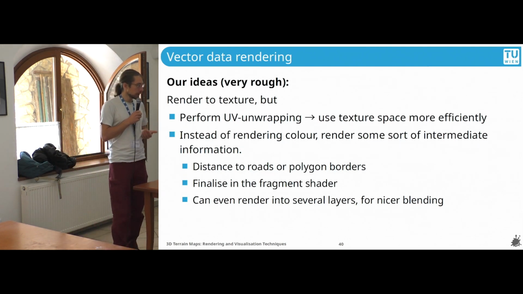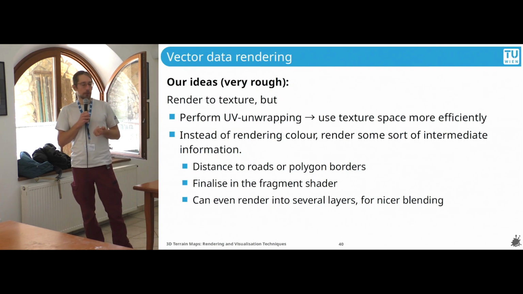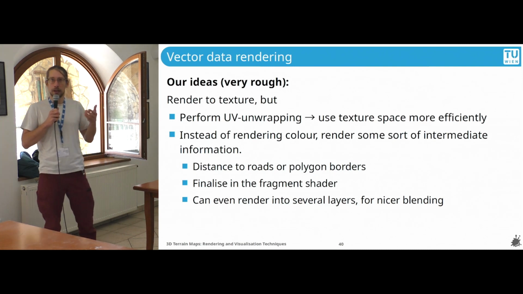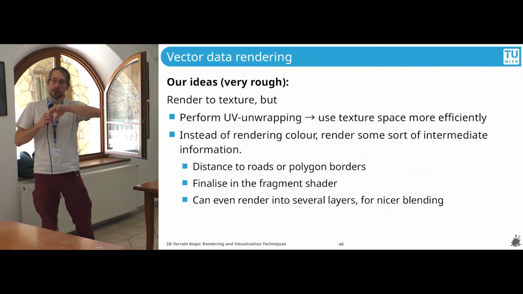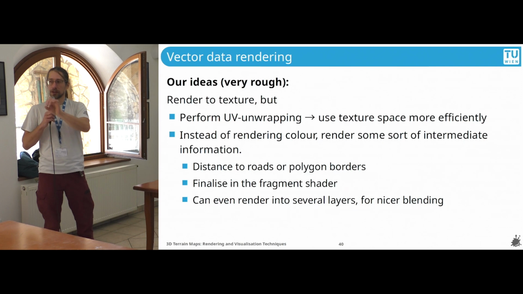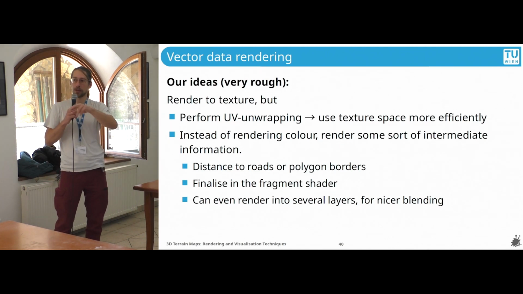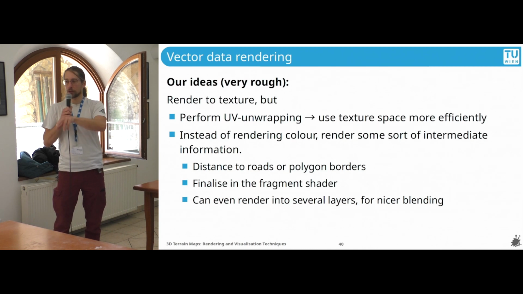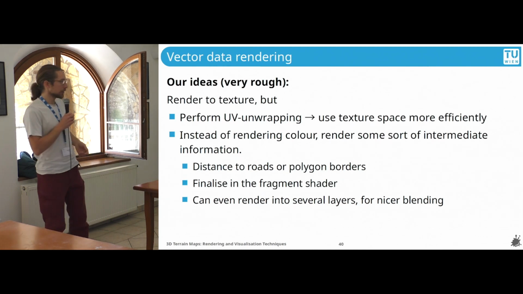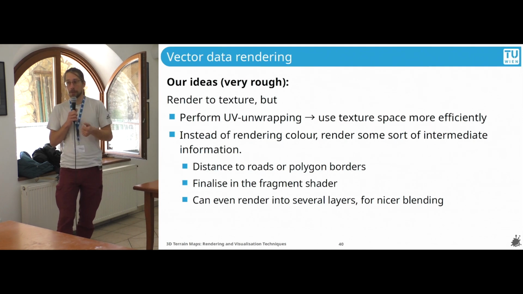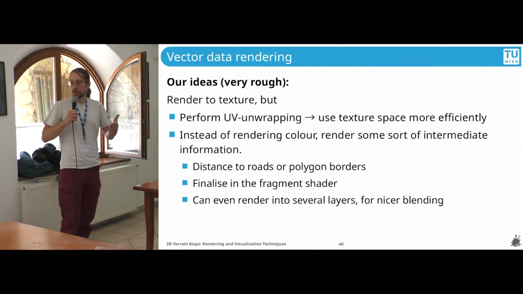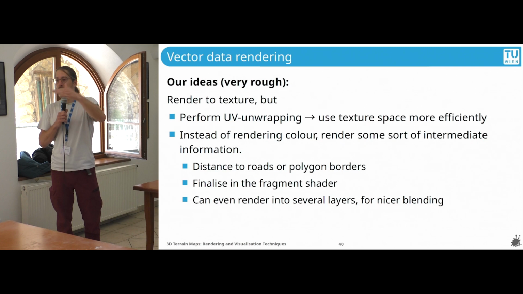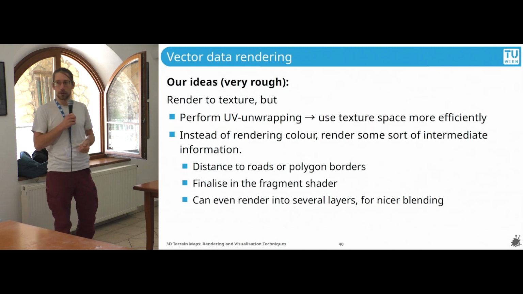And also, instead of rendering color, we want to render some intermediate data, some intermediate information. So for instance, this could be a distance to the path. And then when we read the texture, we can read several pixels, and from that we can compute a more accurate distance for the current pixel on the screen. And this means that we hopefully can compute a more precise color with less artifacts. And so basically this would be rendering to texture and then finalizing in the fragment shader or in a deferred pass.